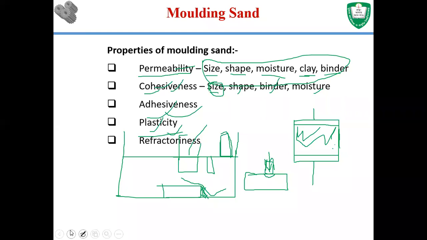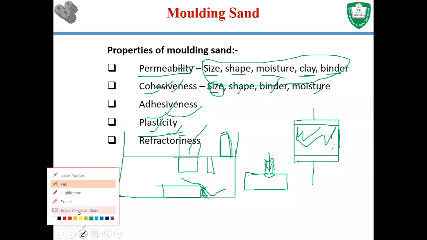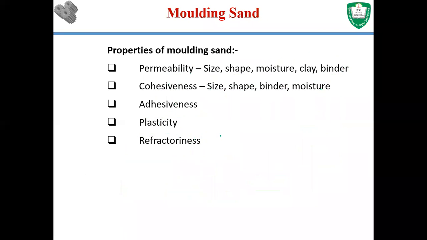Next is the refractoriness. That means sand should withstand high temperature, because the molten material is at high temperature, so the sand should also withstand high temperature. It should not disintegrate or break due to the exposure at high temperature. It should have refractoriness, that means the ability to withstand high temperature.